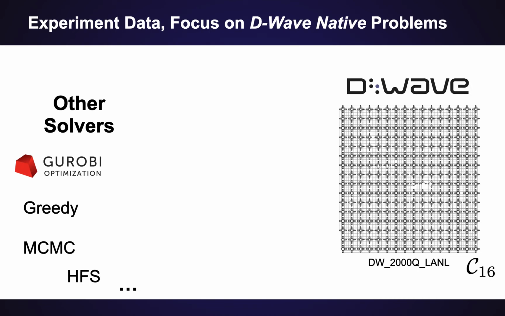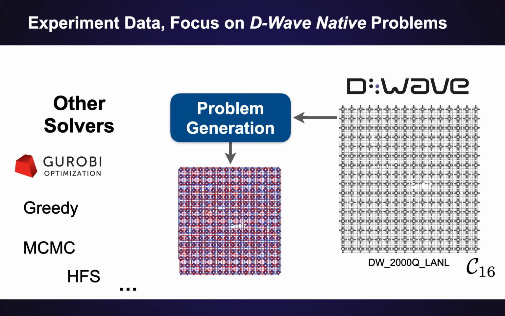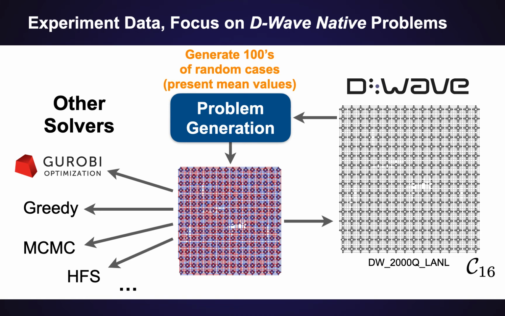In terms of experimental data and what problems we'll be solving, we're going to focus on D-Wave native problems. So we're going to take the D-Wave hardware graph, which has a very particular structure, as pictured on the right-hand side of this slide. We're going to put that into a problem generation algorithm, and then we're going to output a particular optimization task, which can be natively represented on the D-Wave hardware. We can then feed that problem back into the D-Wave for solving, and then into all these other algorithms for comparison. Because we have a problem generation tool, we're going to generate hundreds of random cases and present mean values over an ensemble so that we're not biased to one particular instance of those cases.